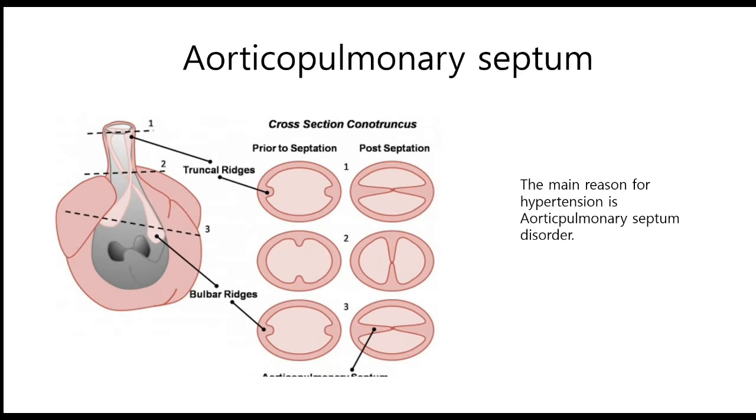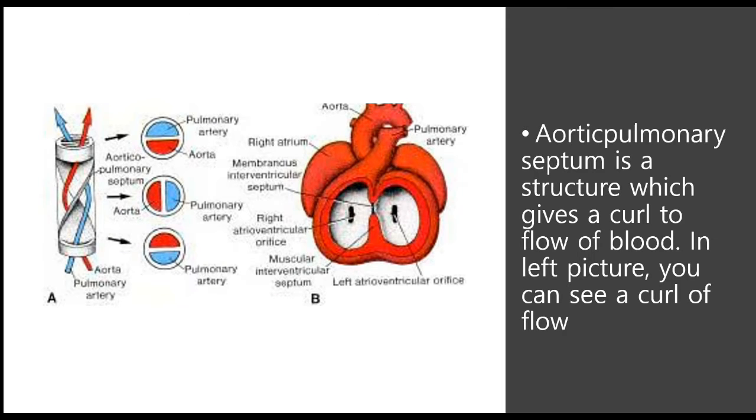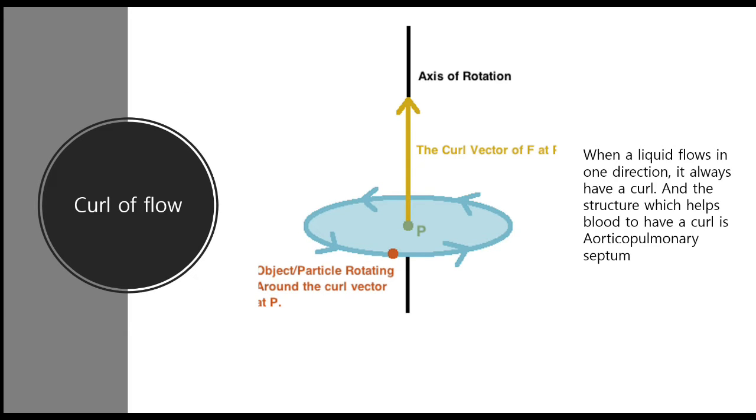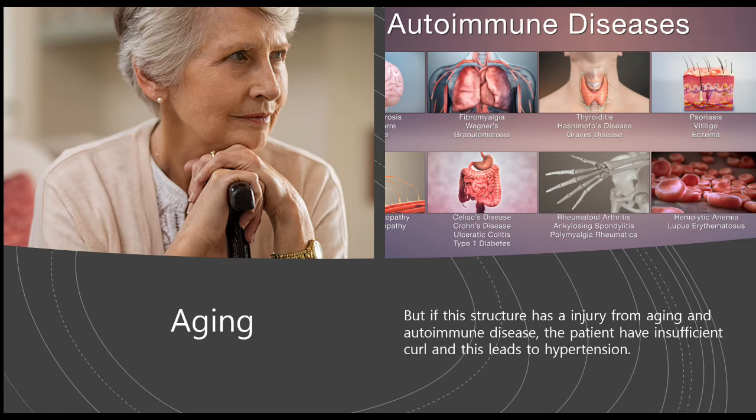The main reason for hypertension is aorticopulmonary septum disorder. The aorticopulmonary septum is a structure which gives a curve to the flow of blood. In the left picture, you can see a curved flow. When a liquid flows in one direction, it always has a curve, and the structure which gives blood a curve is the aorticopulmonary septum. But if this structure is injured from aging and autoimmune disease, the patient has an insufficient curve, and this leads to hypertension.